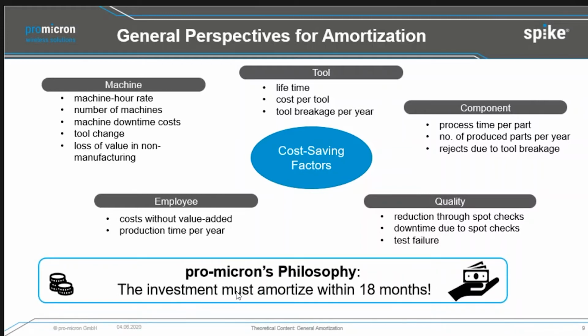Our pro-micron philosophy is that your investment in the Spike system needs to amortize within 18 months. So we set ourselves the challenge: if we are not able to reduce your costs for machine, components, tool, quality, whatsoever, so much that you are able to amortize your investment within 18 months, we are not willing to go on to the next steps with you, because that's our philosophy. Within 18 months, you need to benefit from our system.